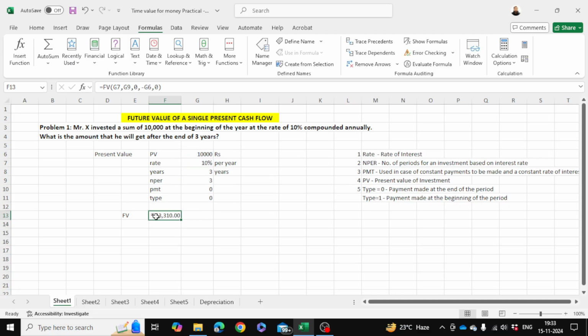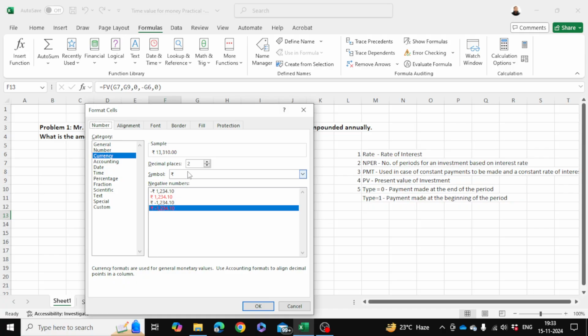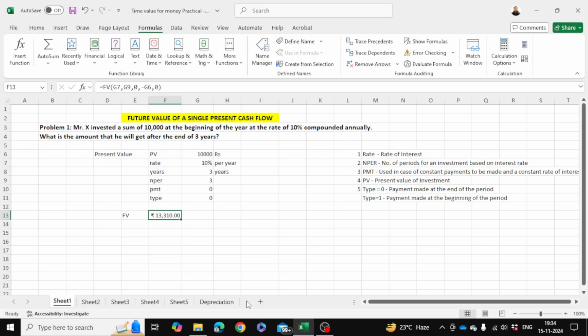So the future value you will be getting after 3 years at the rate of 10% compounded annually, right? So that will be 13,310, right? Sometimes this value comes in dollars, so again you can right click it, format cell, you can change the symbol from here, right? You can select none, or you can select the rupees, so whatever suits you, you can do that, right? So this is a simple problem, only one formula you are applying, future value here.